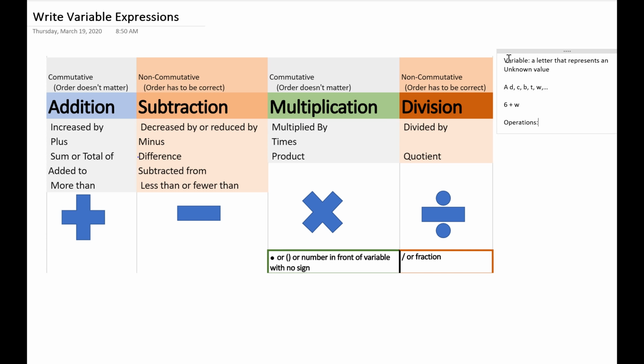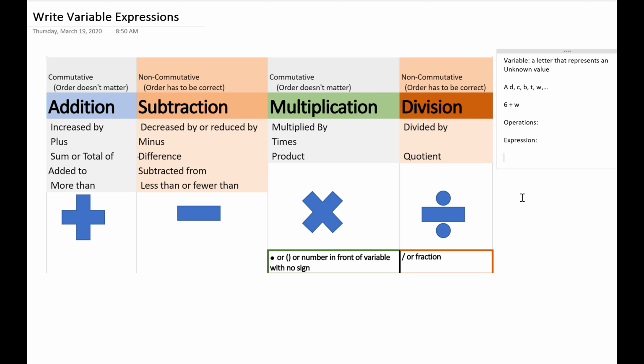And then we talk about operations. Operations are when we use the plus, minus, multiply, divide. It's these right here: addition, subtraction, multiplication, division. And it's what we do to relate numbers and variables to one another in an expression. And an expression is just like this one above, 6 plus W. It's a relationship between numbers and variables expressed with operations.